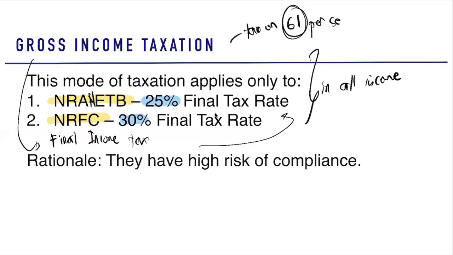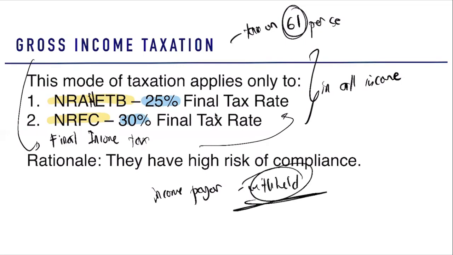So what is the rationale of placing gross income taxation and a final tax rate on these two individuals? That is because these individuals have high risk of compliance. And we let the income payer withhold that particular tax already. Why? Because these individuals will not stay long here in the Philippines. So after their particular billing, they will go already.